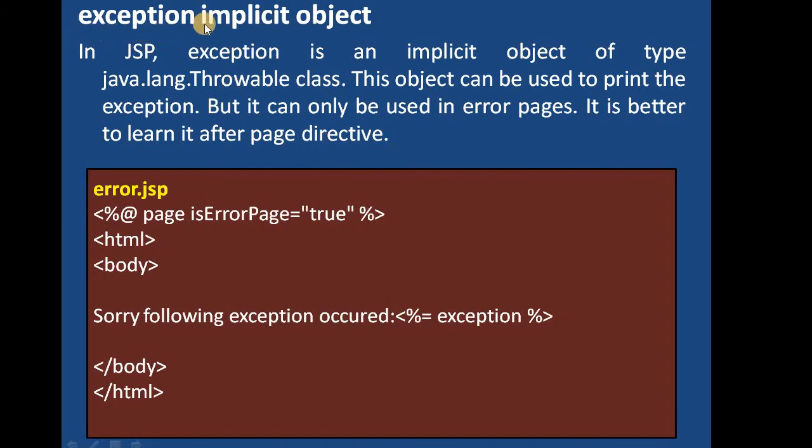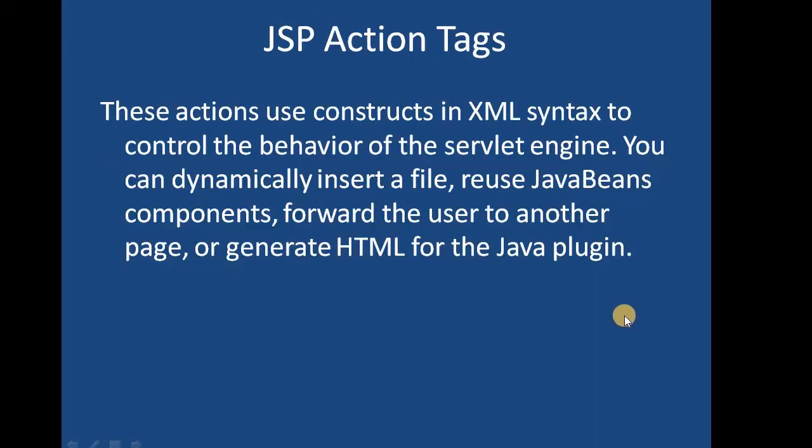This is the exception implicit object. It is used to handle the exceptions and print to the user an exception value or the error message. So you can see with the help of the example here, we are using the scope as page and then we are simply using the expression tag to print the exception that occurred in the page.